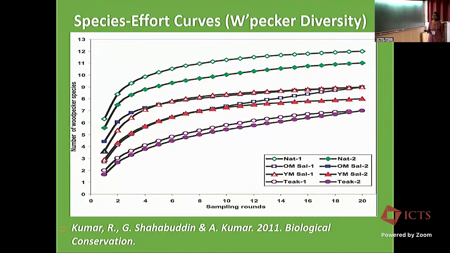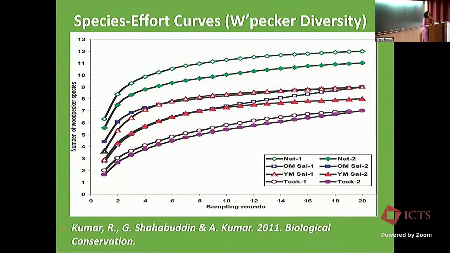The last point where it saturates is what you consider to be the natural species richness in that habitat. So for natural sal, it's leveling off at around 12, and both of these young and old managed sal are leveling off at around 9 to 10. And the teak forest is leveling off at a very small number of around 7 or 8. So this is a very interesting way to compare habitats and compare diversity.